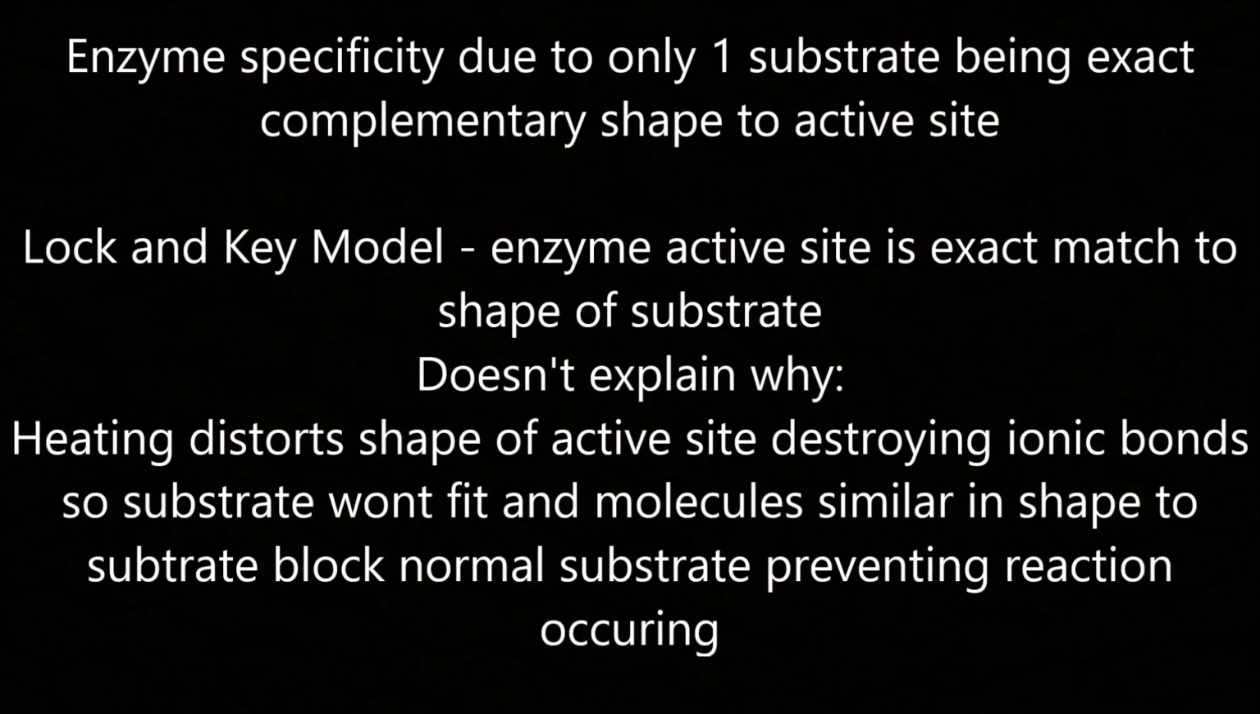Enzyme specificity is due to only one substrate being the exact complementary shape to the active site. The lock and key model is when the enzyme active site is the exact shape of the substrate, but it doesn't explain why heating distorts the shape of the active site, destroying ionic bonds, so the substrate won't fit. Molecules similar in shape to the substrate block the normal substrate, preventing the reaction occurring.